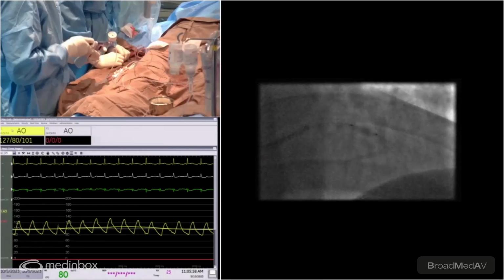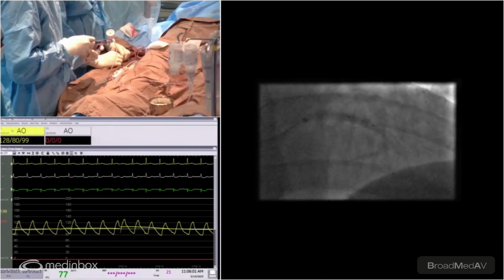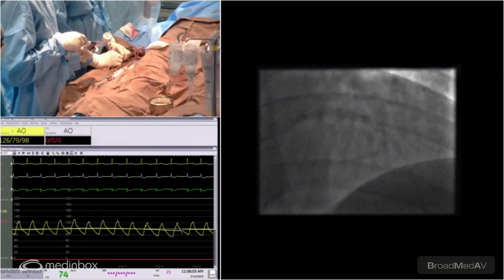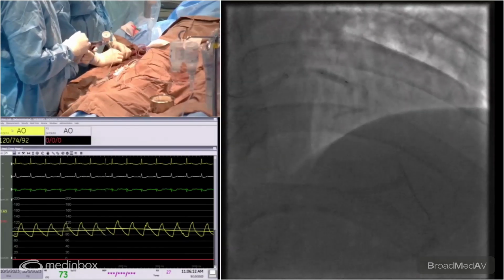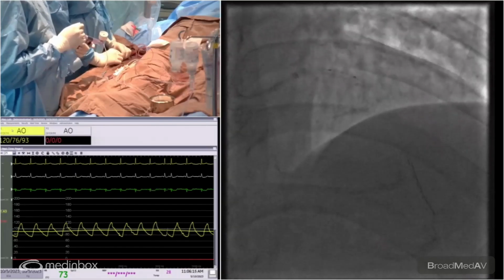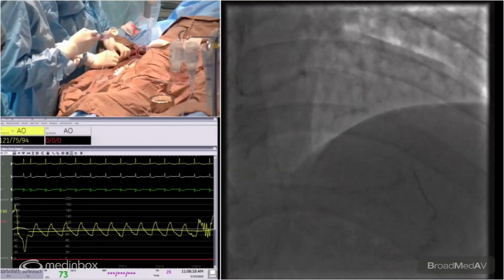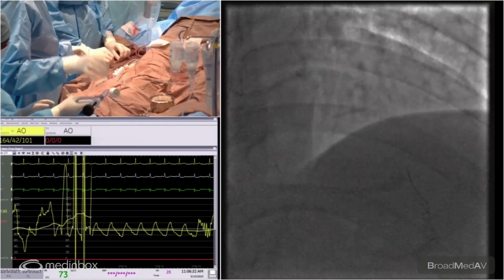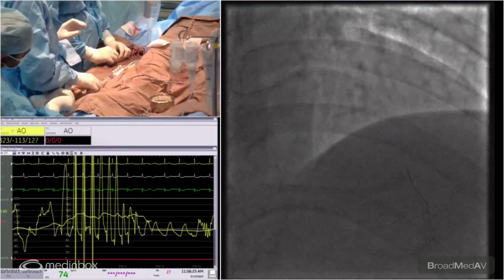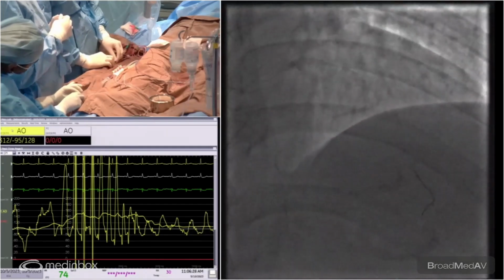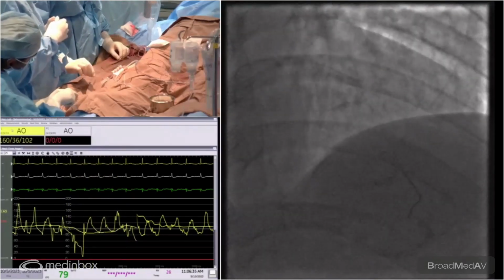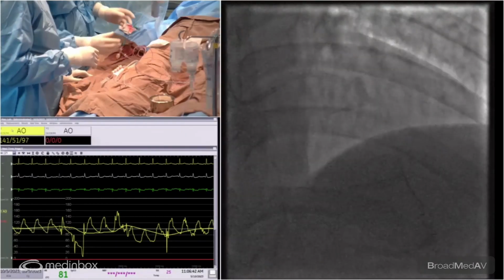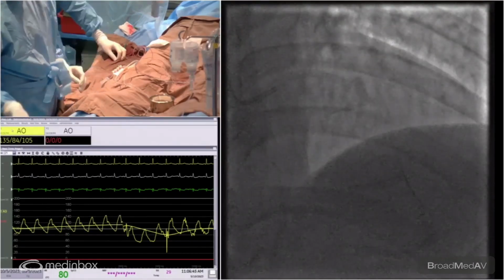We have inflated the overlapping segment also. We'll just image it and then take a decision on any further post dilatation if required. Now we'll just directly take OCT to minimize the dye as well.